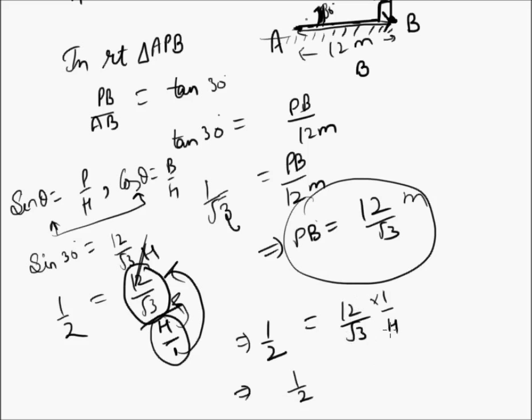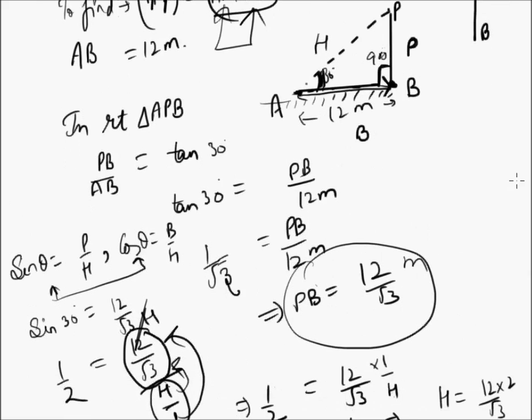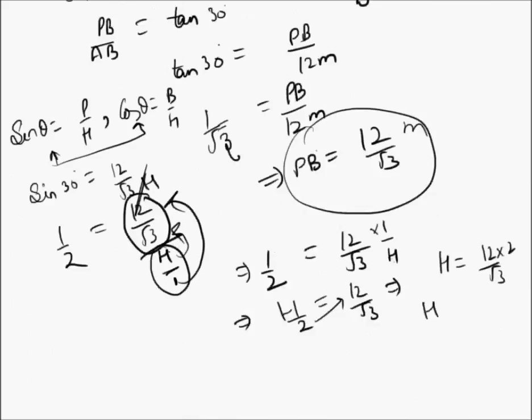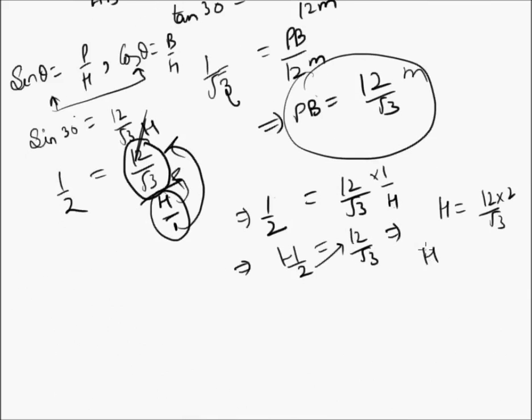Now bringing H to this side, we have H on the numerator as this. So now H equals 12 by root 3, and bringing 2 here, it is 12 into 2. So H, or you can say AP, comes out to be 24 by under root 3 meters.